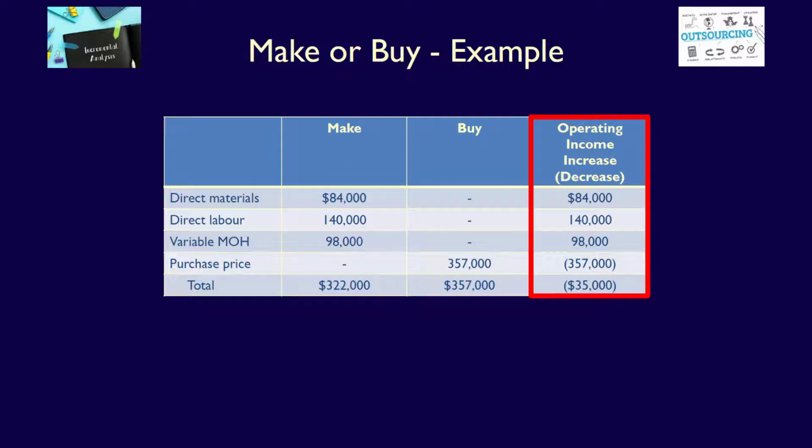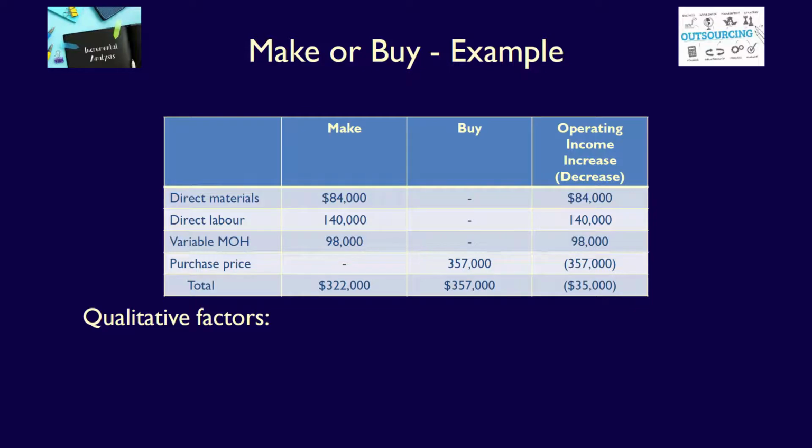In this case, the company's operating income will decrease, because the number is negative, by $35,000 if the company decides to buy the component. The company, given this information, should continue to make the component because it will save them $35,000 in operating income. Management, of course, would still want to consider qualitative factors, step 4 in our incremental analysis steps. But since no additional information was provided in the question, that's kind of difficult to do.